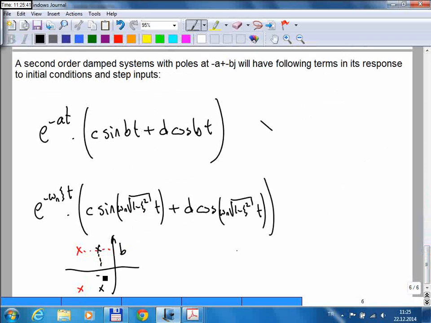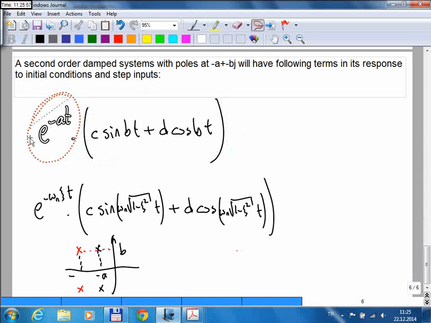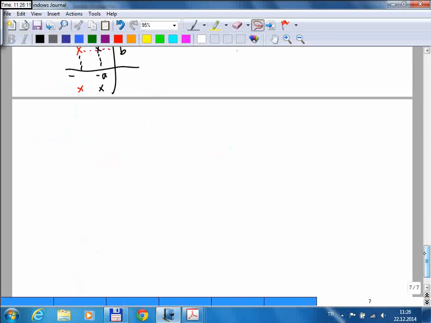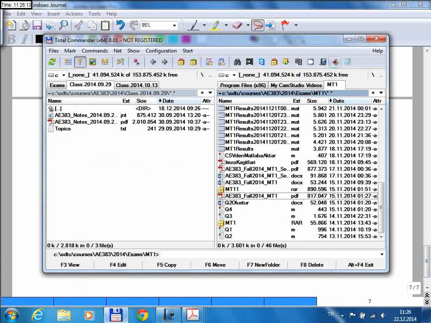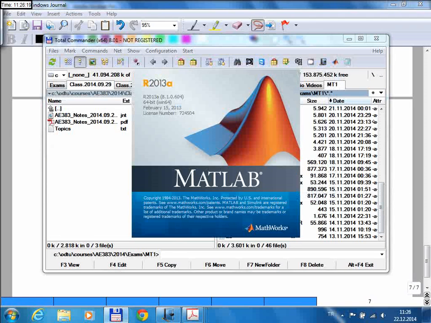But the first one has real part here, the second one has the real part which is farther to the left. And if you want to compare the response of these two systems, then by looking at here, they will have the same oscillating terms, but they will have different envelopes. Okay, so the decaying amplitudes of these oscillating terms will be decaying at different rates. And let's look at some examples on MATLAB.